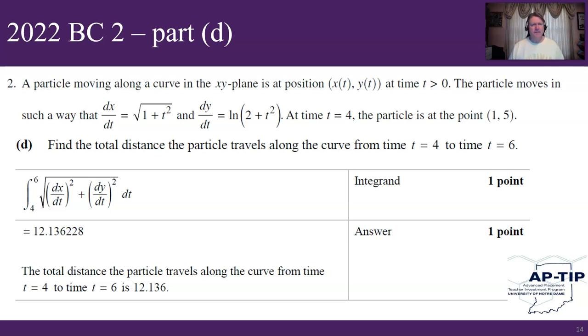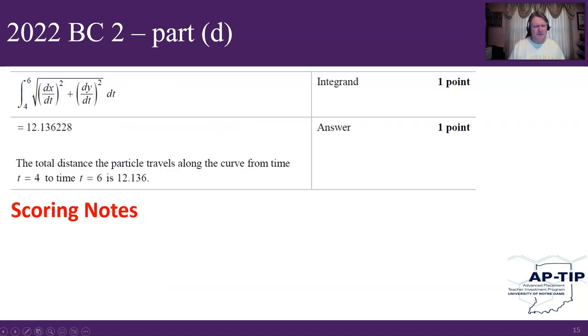And so we see that the student needs to set up an antiderivative, taking essentially the antiderivative of speed, if you remember from before, the square root of the sum of the squares of our 2 derivative expressions. Now the correct boundaries would in this case be 4 to 6, those were provided, and a little bit of calculator magic will provide an answer of 12.136.